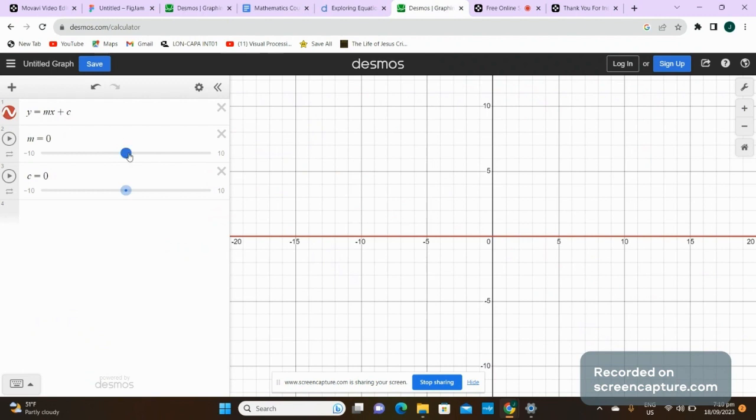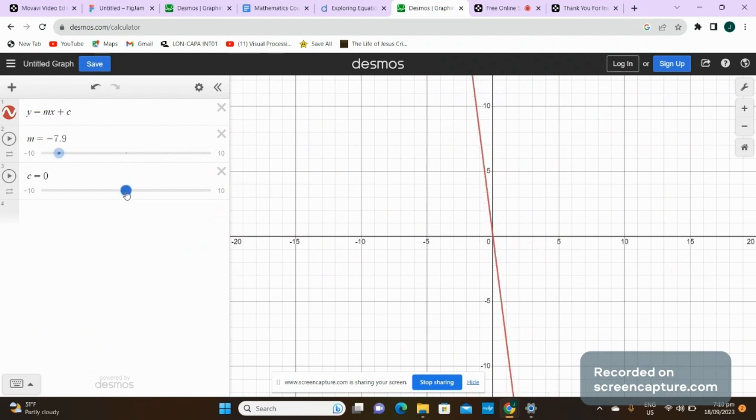So the m in this equation is going to change the slope, as you can see here. As I increase m, the slope gets bigger and bigger. And then if we decrease it, it gets smaller and smaller. Once it goes negative, we see a negative slope.